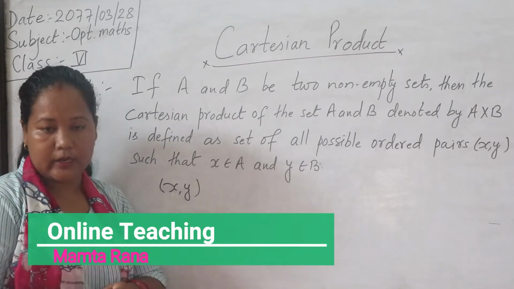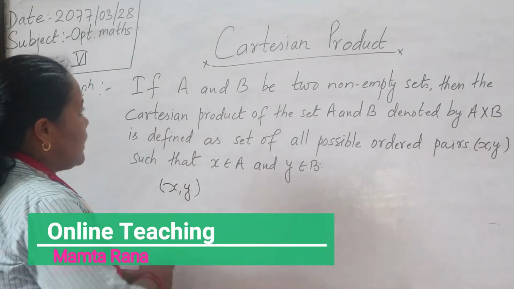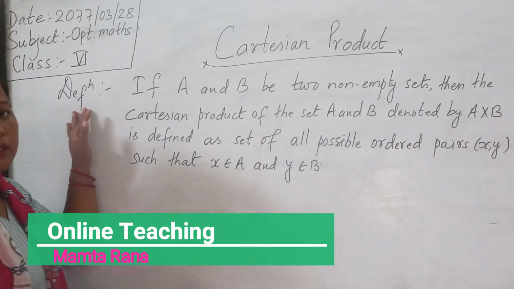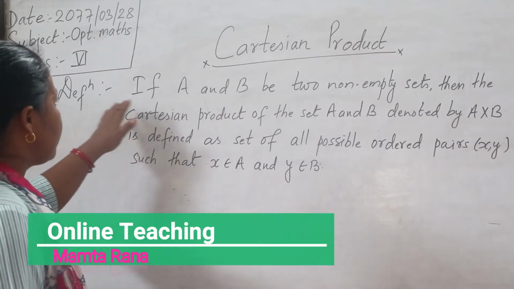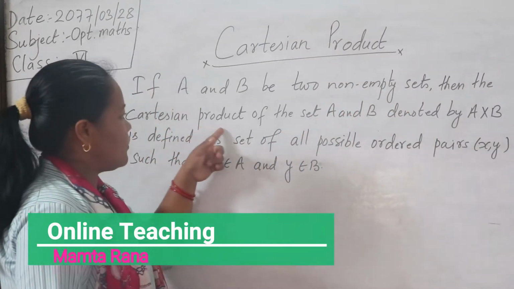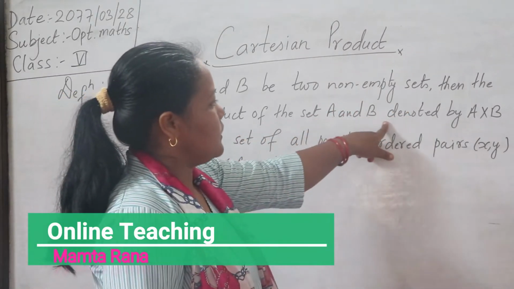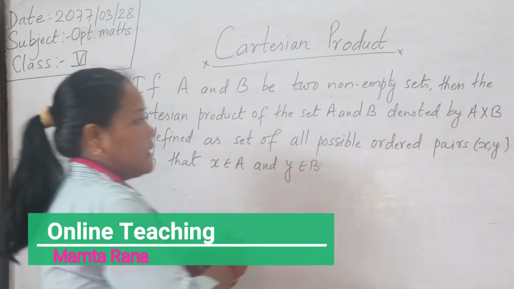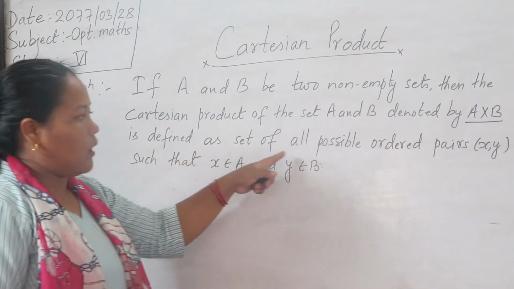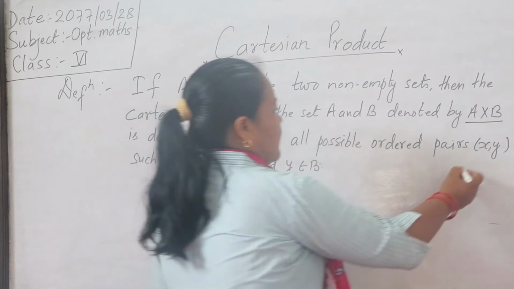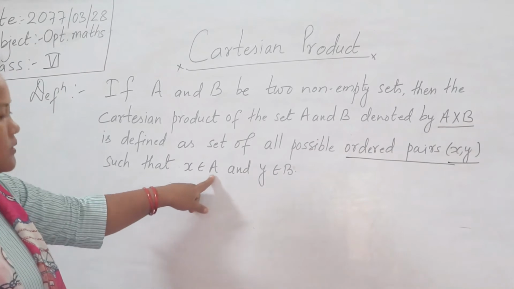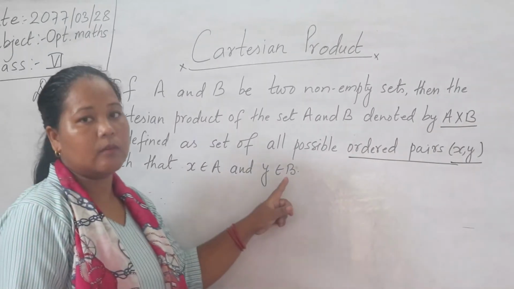About this we already read, and today we are going to read about the Cartesian product, and I have written here the definition of the Cartesian product. So let's read it. If A and B are two non-empty sets, then the Cartesian product of the sets A and B, denoted by A cross B, is defined as the set of all possible ordered pairs (x, y) such that x belongs to A and y belongs to B.